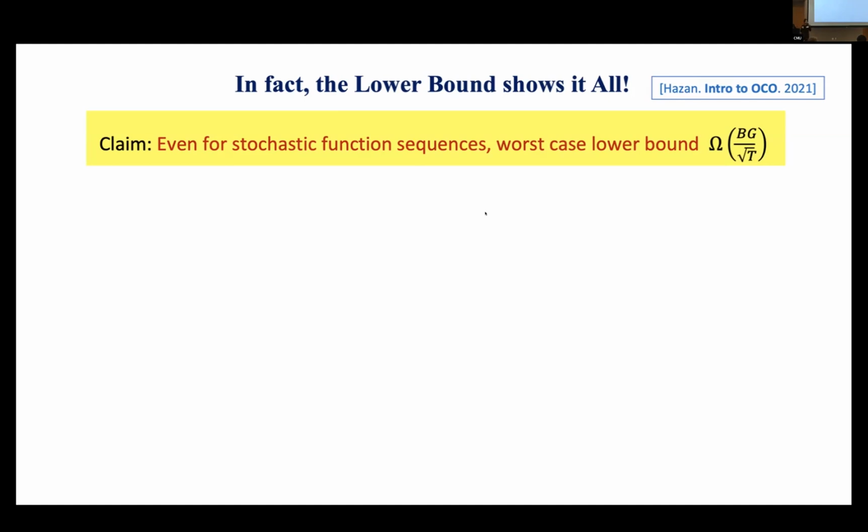Am I going too fast? Are there questions, or is the broad picture clear so far?